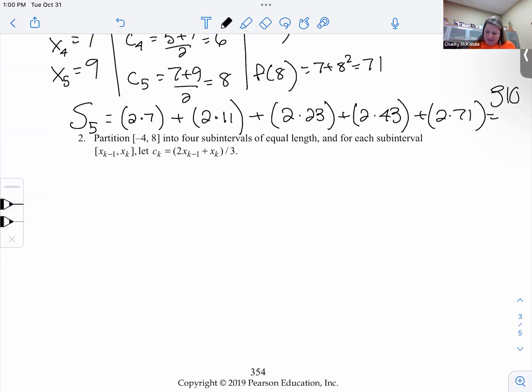All right. Well, let's do this one. The graph is still similar. We don't necessarily have to have the graph, but I'm just going to do the x part of the graph, which would mean I start at -4, and I have to go all the way to 8 into 4 subintervals.